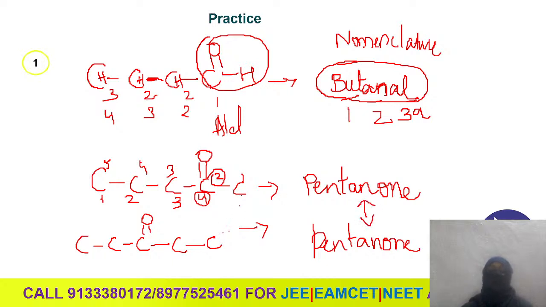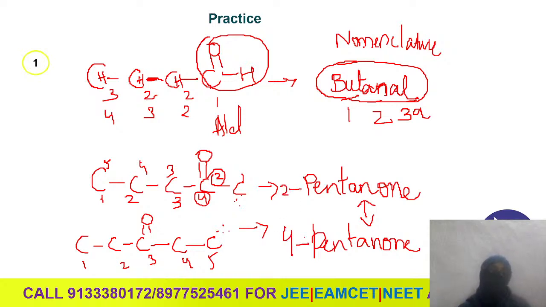Two compounds cannot have the same name because they are different somewhere else. Their difference is the position of the ketone. The ketone is at the second position in one, and at the third position in the other. So the difference is the position. Hence, if they differ in position, please specify the position also. Here I am writing 2-pentanone, and here I am writing 4-pentanone.